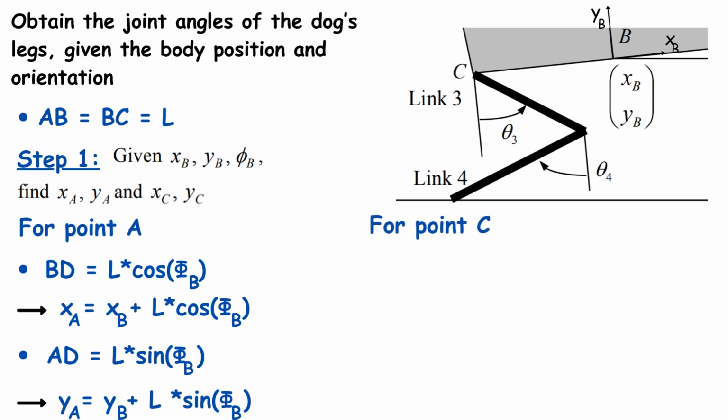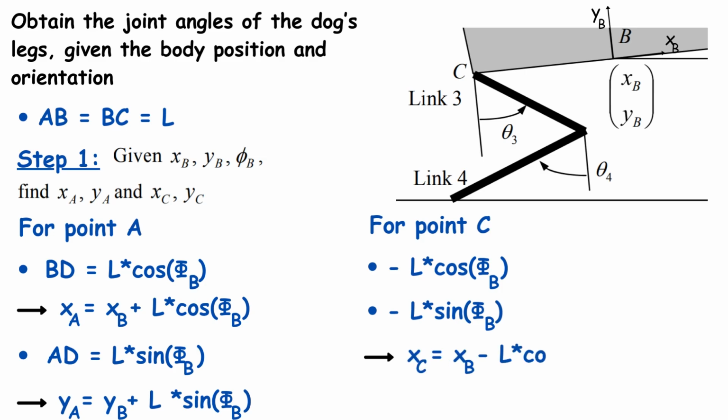Likewise, for point C, its horizontal displacement from B would be minus L multiplied by cosine phi sub B. Its vertical displacement from B would be minus L multiplied by the sine of phi sub B. So x sub C equals x sub B minus L times cosine of phi sub B. Y sub C would be y sub B minus L times sine of phi sub B. With these calculations, we have now finished step 1 and know the coordinates x sub A, y sub A, and x sub C, y sub C.